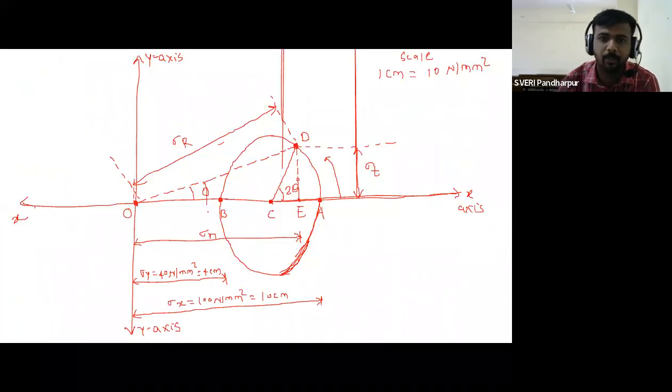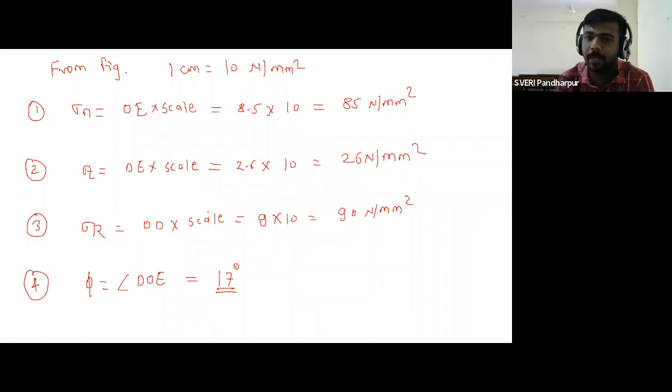Also, whenever we have to calculate unknown parameters like normal stress, tangential stress, resultant stress, and the angle of obliquity, which distances we have to measure from the Mohr circle or from that particular drawn figure, that also we have discussed. And that distance you have to multiply by our selected scale, and you will get your final answers. So this is the graphical method.